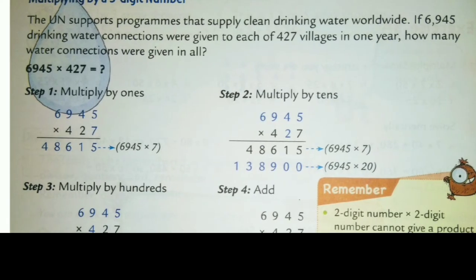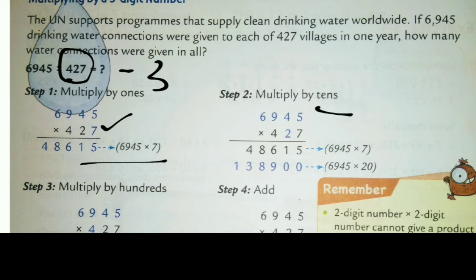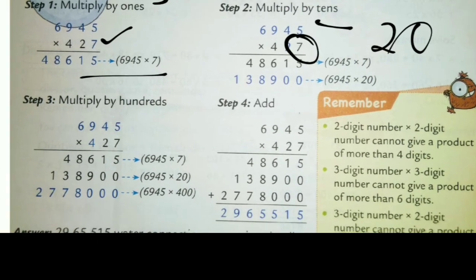Next is multiplying by a 3-digit number. So in this one, 427 is a 3-digit number. So what will we do first? First we will multiply by the ones place. So the ones place is 7. Clear? Then we will multiply by the tens place, that is 20. Then we will multiply by 100, that is 400. After multiplying all three, then we will do addition. So our answer will come 2965515. Clear?